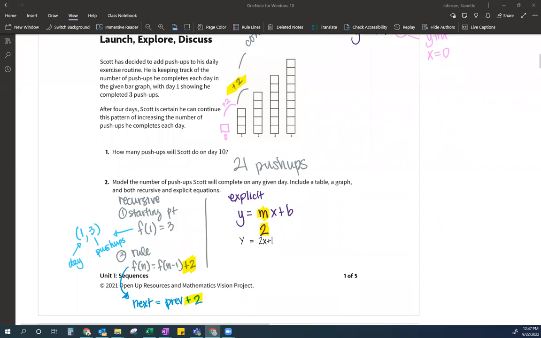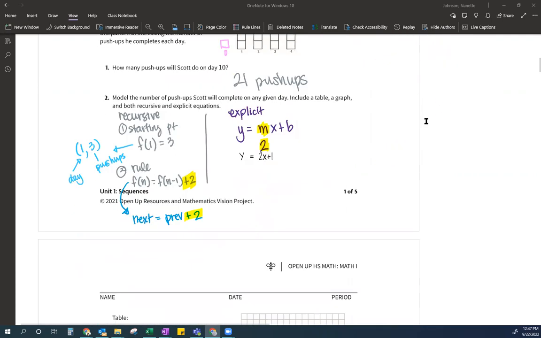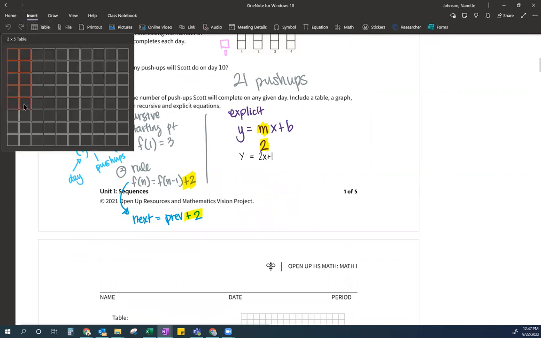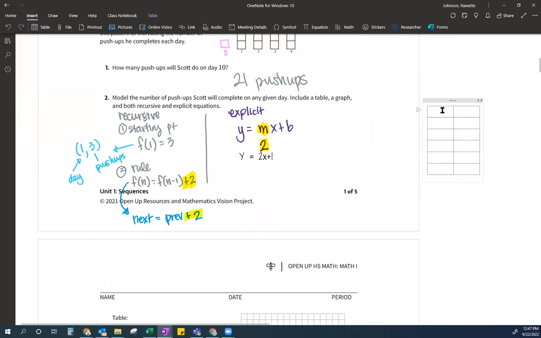Okay, so the second part of this. They wanted us to create a table, which I don't think we actually created. So let me create a table really quick. So table, and up here I will put the number of days. And then this is the number of push-ups, right?